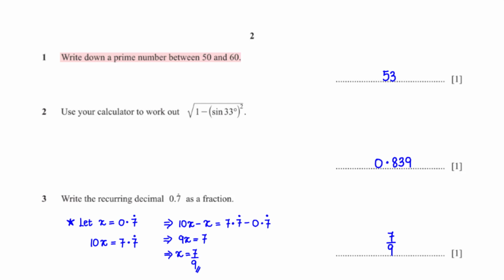Write down a prime number between 50 and 60. One of the prime numbers between 50 and 60 is 53. The other prime number in this range is 59.